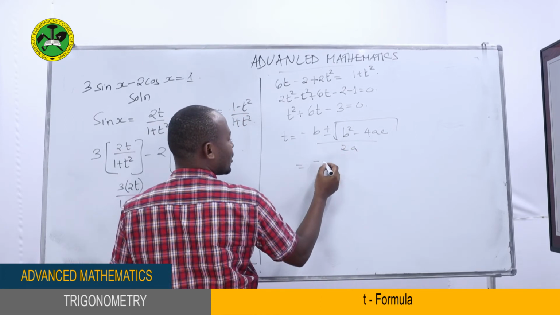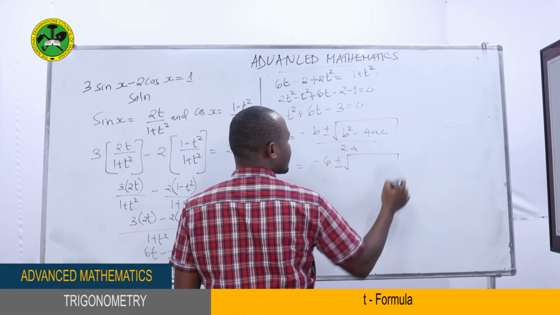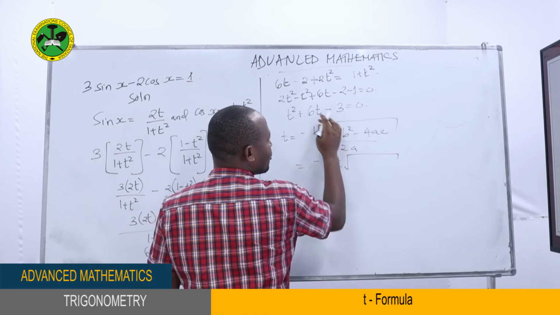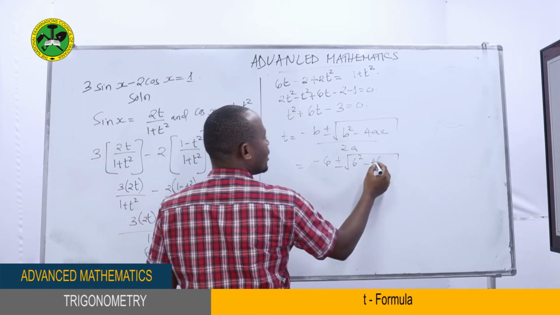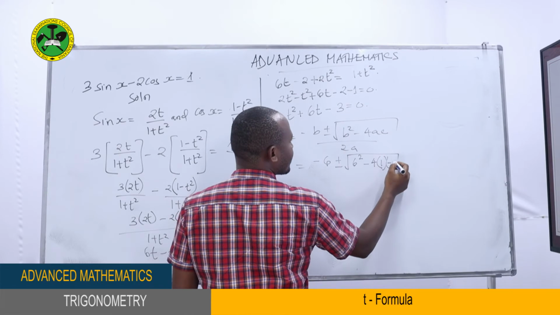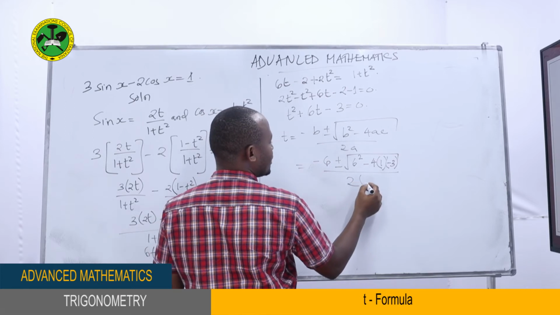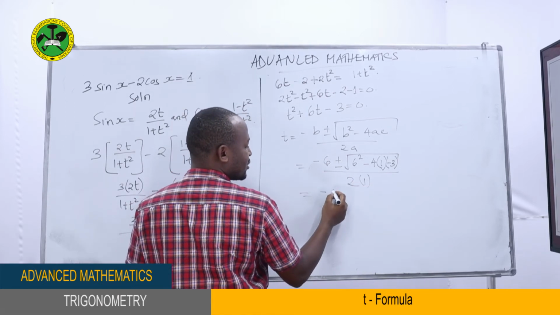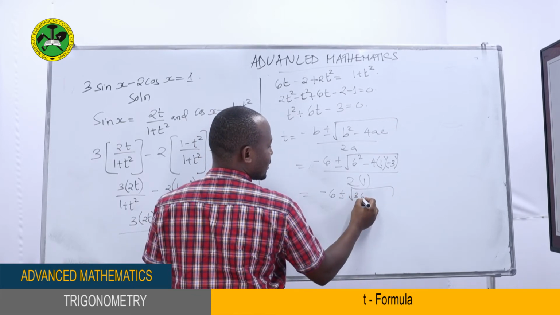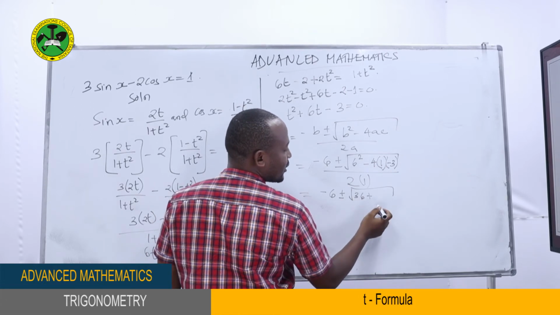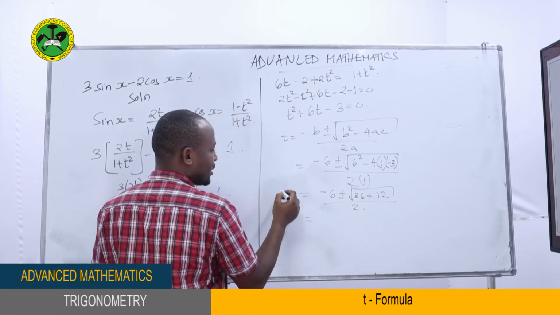That is to say, we are going to have negative 6 plus or minus the square root of positive 6 squared, minus 4, our a is 1 and our c is negative 3, over 2a, our a is 1. Simplifying that, we are going to be left with negative 6 plus or minus the square root of 36, plus 4 times 3 is 12, divided by 2. That is to say, we are going to be left, and this, remember, is t.